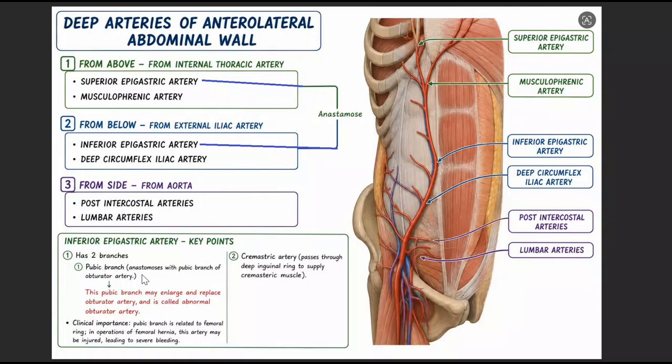Now what is the clinical importance? This pubic branch is related to the femoral ring. How is it related? We have discussed that the inferior epigastric artery passes medially to the deep inguinal ring, and near the deep inguinal ring we also have the femoral ring, so it is related to the femoral ring. In operations of the femoral hernia, which is a hernia of the femoral ring, this artery is prone to damage and can be injured, and it can lead to severe bleeding. So surgeons have to keep this branch of the inferior epigastric artery in mind.